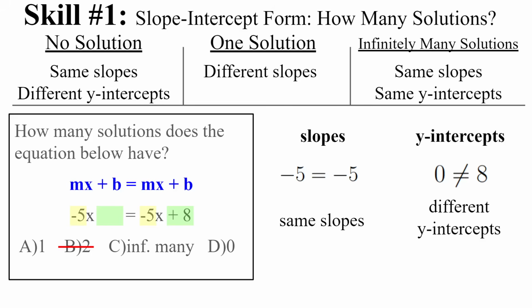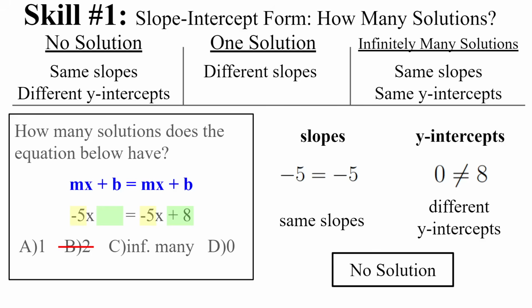If a term is completely missing, the number that's hiding there is a 0. A missing constant is a 0. A missing coefficient is usually a 1 or a -1. We'll do some like that in a minute. So this one does have no solution: same slopes, different y-intercepts. So the answer is 0 solutions, and we're going to pick D. Okay, great.